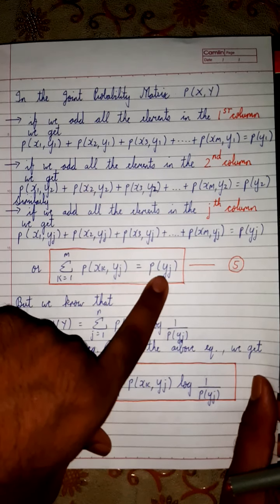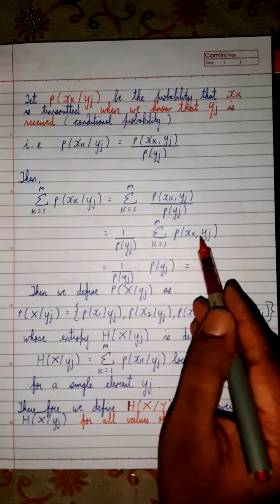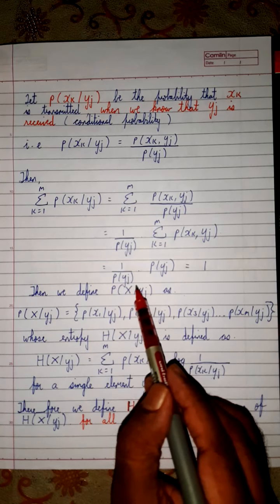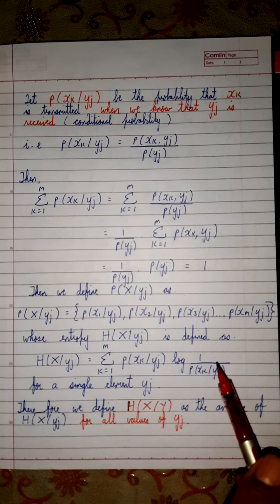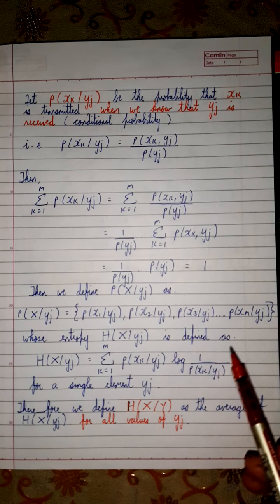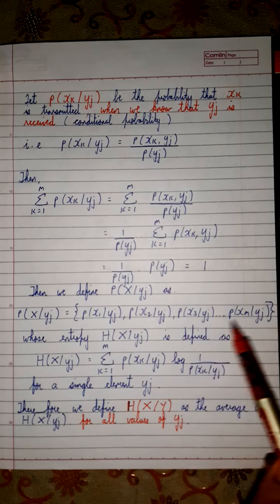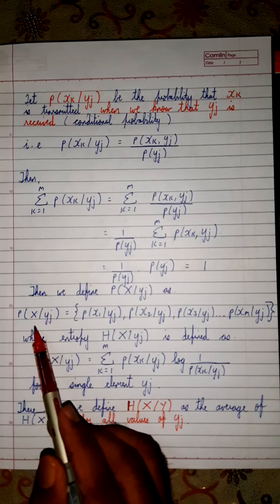It is nothing but p of yj. So I'm going to substitute this equation as p of yj over here. So it will become 1 by p of yj into p of yj, which is equal to 1. Which means that I can find the entropy of this probability. That's what it means.